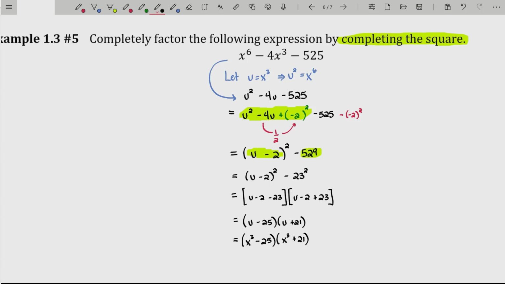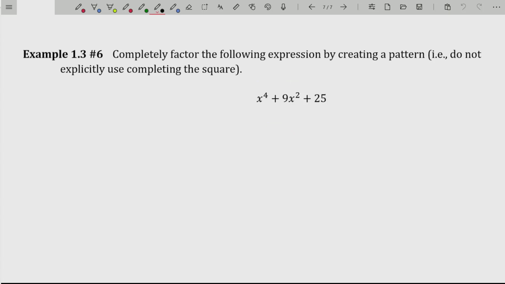And finally, this question: completely factor yet another quadratic in form expression, right? Because the power on this term is double the power on that. So this is definitely like a quadratic expression. But it says completely factor the following expression by creating a pattern, not necessarily by completing the square. To be honest with you, it is going to be like completing the square, but it's not exactly going to be completing the square. So how do you create a pattern for this?